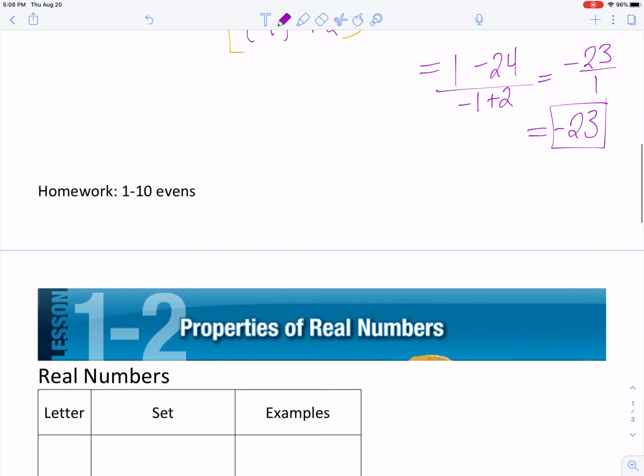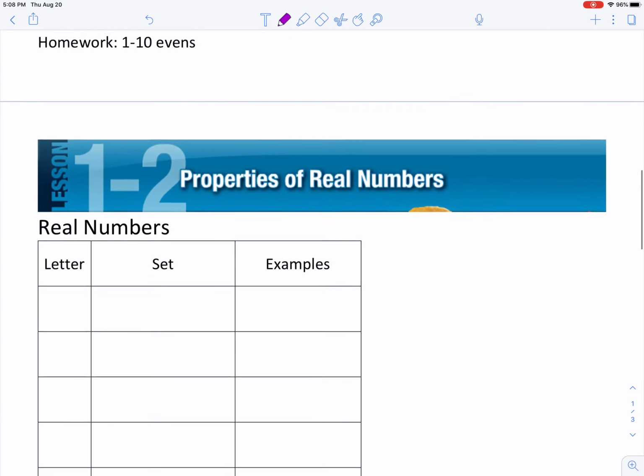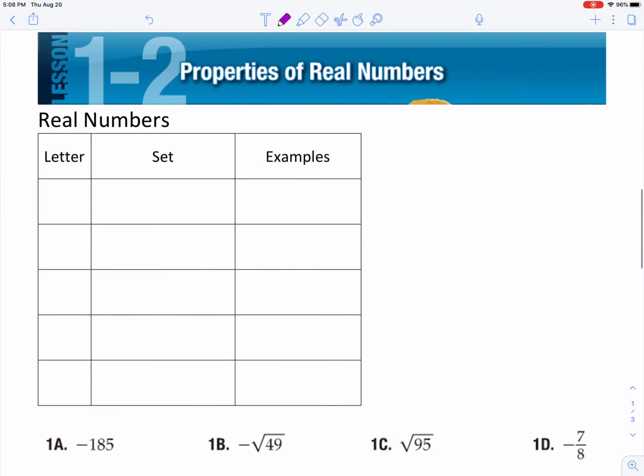All right, ignore that for your homework. That's not what your homework's going to be. We are going to quickly do 1.2, properties of real numbers, because both these sections are pretty short. So we're just going to talk about these real quick.